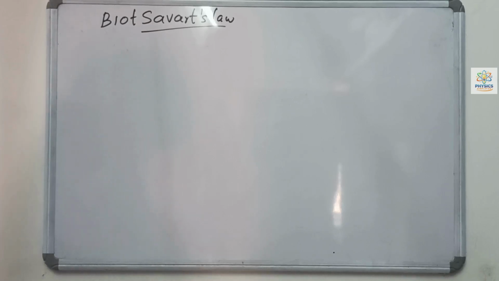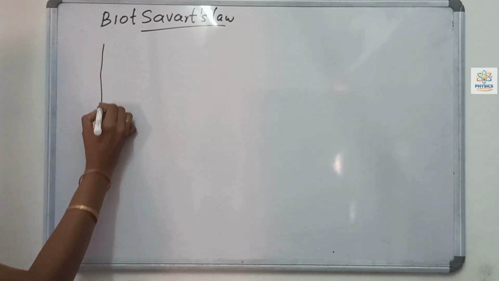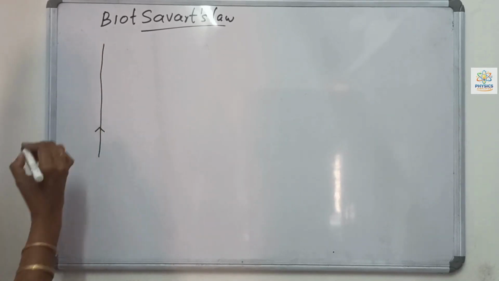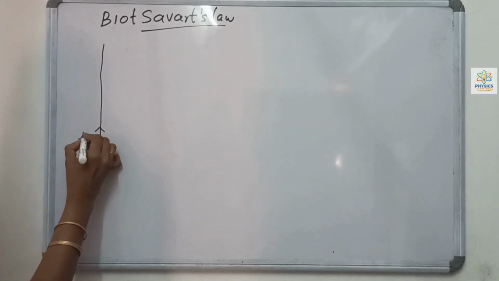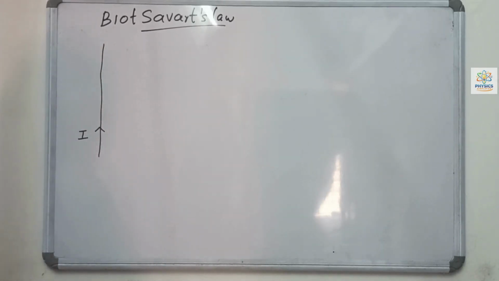Next topic is Biot-Savart's law. Here you have to just consider a conductor. Let I be the current flowing through the conductor. When we pass current through a conductor, a magnetic field can be produced as concentric circles around the conductor.